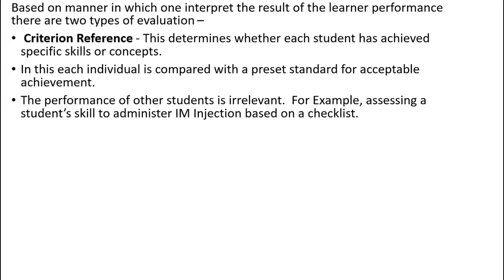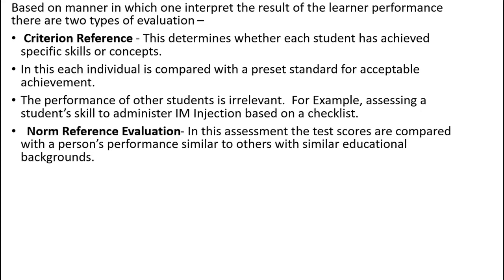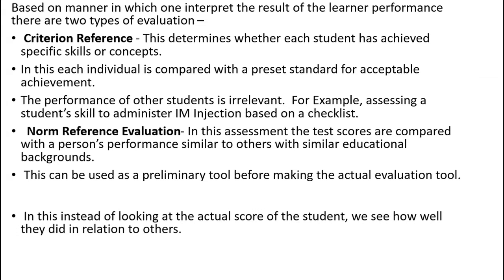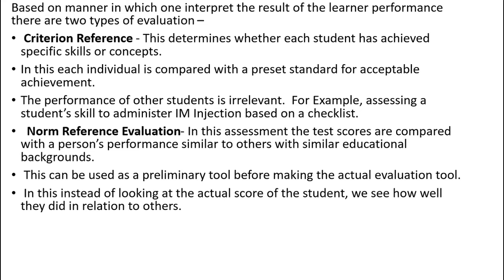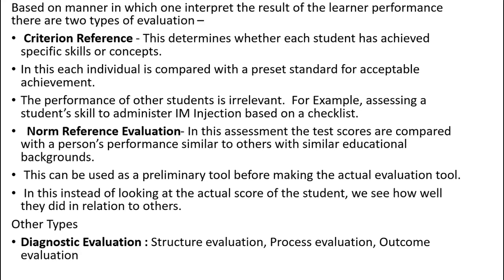The second one is norm reference evaluation. In this assessment, the test scores are compared with the performance of persons with a similar educational background. This can be used as a preliminary tool before making the actual evaluation tool. In this, instead of looking at the actual score of the student, we see how well the student performs in relation to others. Other types include diagnostic evaluations like structure evaluation, process evaluation, and outcome evaluation.